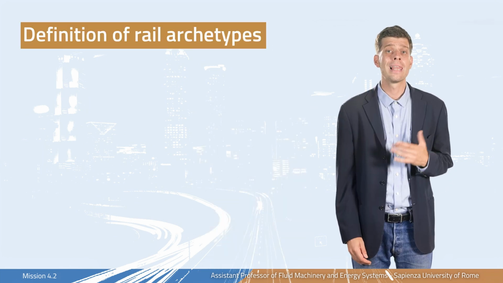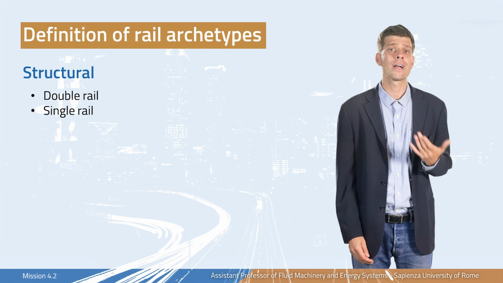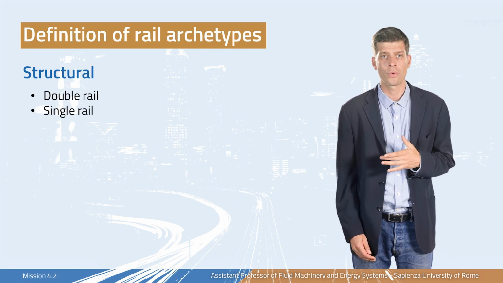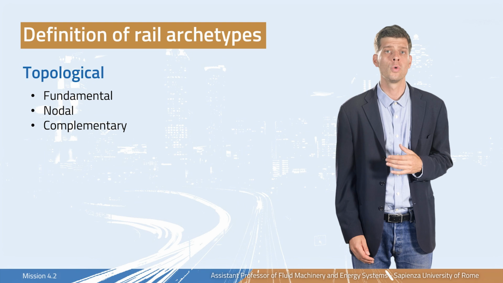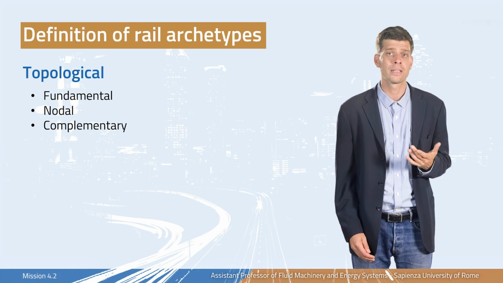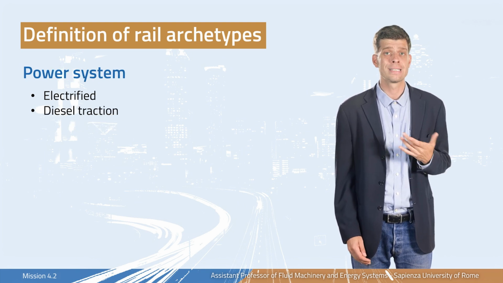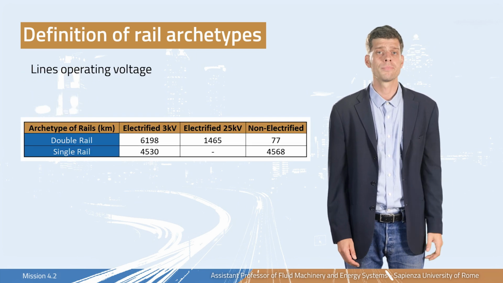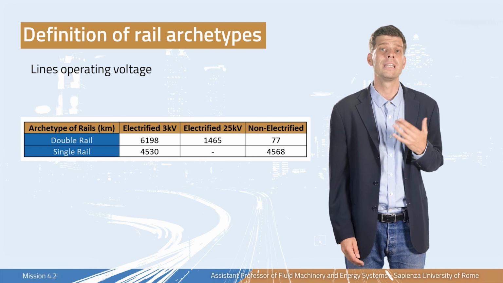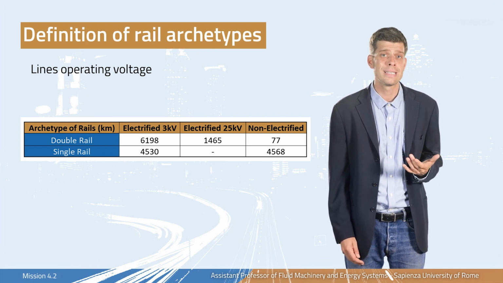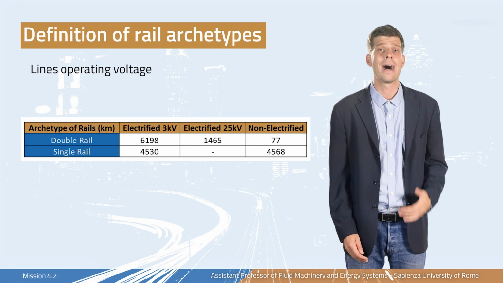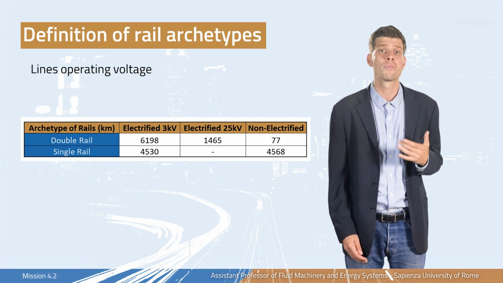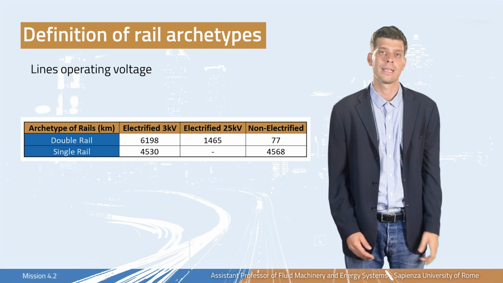Following the taxonomy, line archetypes vary from the structural point of view, whether double or single rail, from the topological point of view, whether fundamental, nodal, or complementary, in addition to the operating power system, either electrified or depending on diesel traction. As seen in the table, the electrified line archetypes can be differentiated by knowing the power system on the operator's line network. High-speed lines use special types of lines which are 25 kV double rail electrified, as opposed to normal electrified lines that operate at 3 kV.